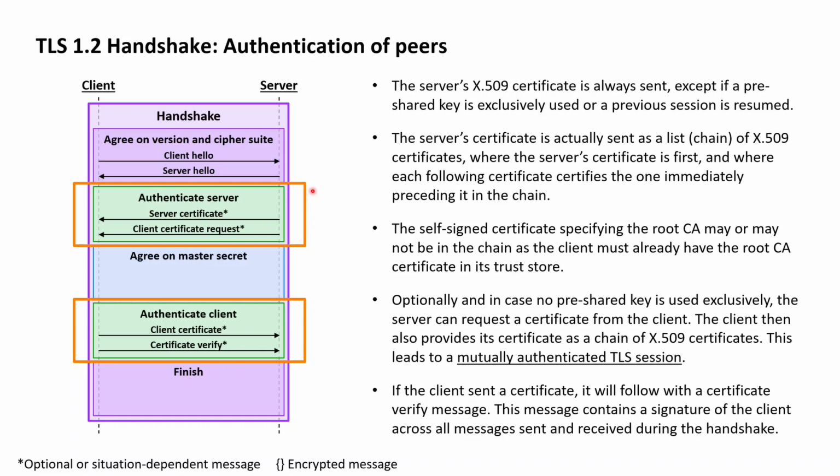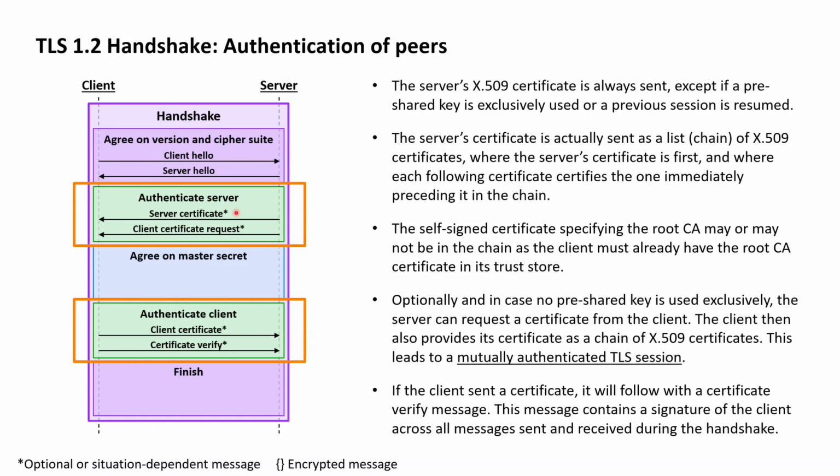The authentication of the peers within TLS normally takes place via X509 certificates, and for this, the server then sends its X509 certificate to the client. The server actually sends its X509 certificate as part of a chain of X509 certificates, where the server end entity X509 certificate is the first certificate in the chain, and where each X509 certificate following in the chain is the certificate that certifies the certificate immediately preceding it in the chain.